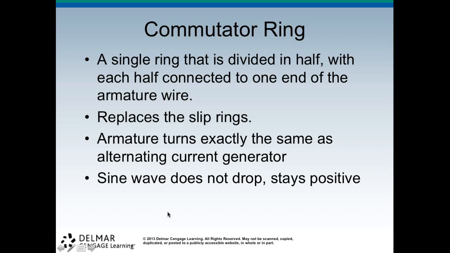All right, commutator ring. It's a single ring that is divided in half, with each half connected to one end of the armature wire. So it replaces the slip ring. The armature turns exactly as it does in an alternating current generator.